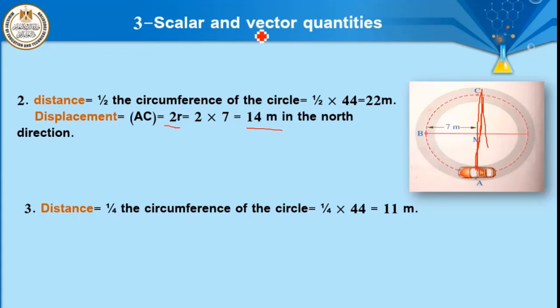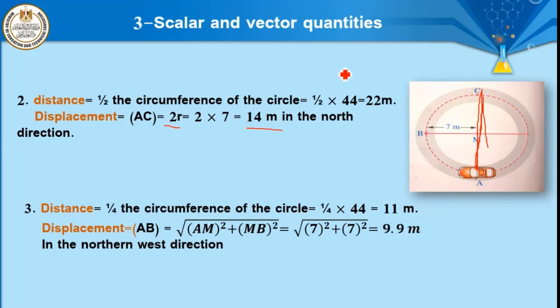The third part of this problem: the distance covered by the object when it covers a quarter of the circumference, or a quarter of the circle, means 1 over 4 multiplied by 2πr. 1 over 4 multiplied by 44 equals 11 meters. In this case, displacement can be determined by Pythagoras' theorem. AP equals root of AM power 2 plus MP power 2, equals root of 7 power 2 plus 7 power 2, equals root of 49 plus 49, equals root 98, equals 9.9 meters in the north-east direction.